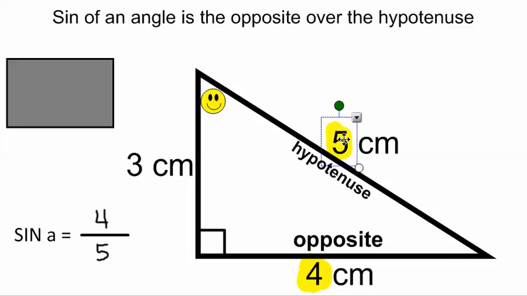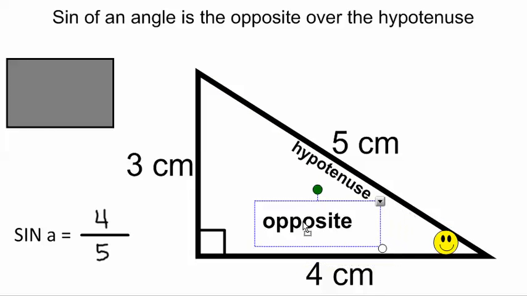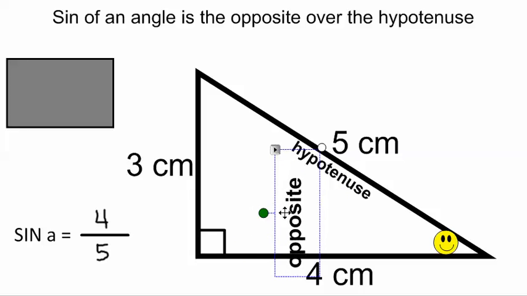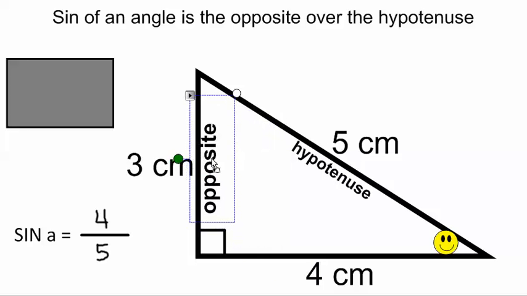Okay, but it can change around depending on where the angle is. So suppose our angle is right down over here. Our opposite side is no longer right next to it. Our opposite side is going to be furthest from the angle, so we're going to position that there. And the hypotenuse doesn't change. So now, instead of 4/5, our ratio is going to be 3 over 5.